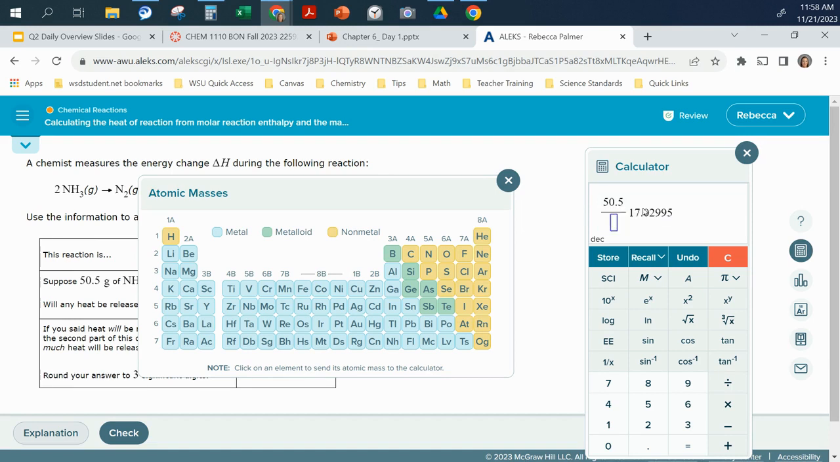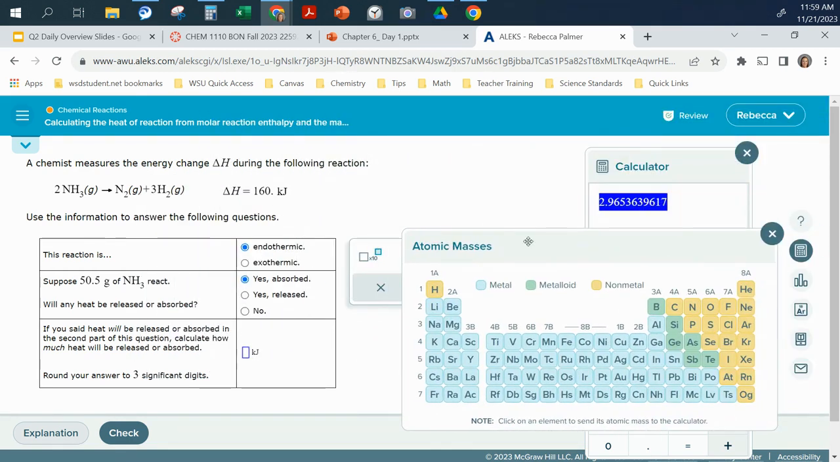Oops, didn't want to do that. Oh, Alex. Okay. All right, so then this is 2.965 moles of ammonia.